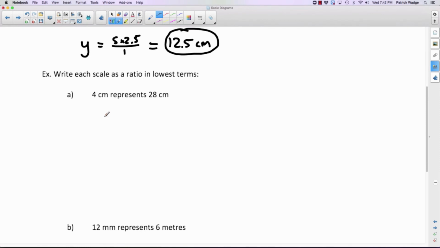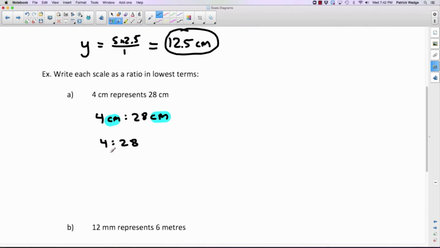So, first question. 4 centimeters represents 28 centimeters. So you can start right away by making it a ratio. Now, there's two things that have to be true. One, they need to have the same units. So in this case, we have centimeters and we have centimeters. Hey, that's great. They have the same units. You know what you can do if they have the same units? Get rid of them. 4 to 28 can now be our ratio.